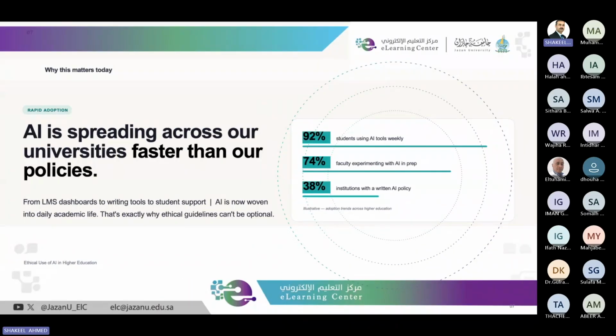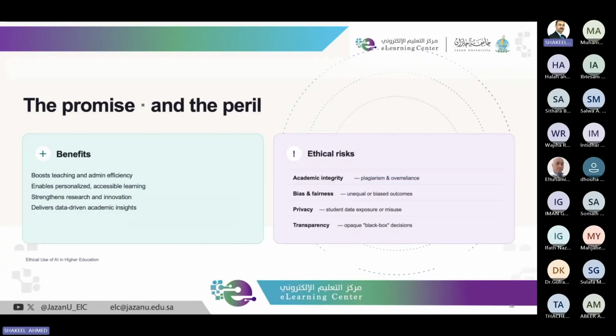So, in my opinion, we need to prepare the policy. Institutions are responsible for preparing the policy, at least to help students and faculty understand what is right and what is wrong. But before moving ahead, we have to discuss the benefits and ethical risks of using AI tools.